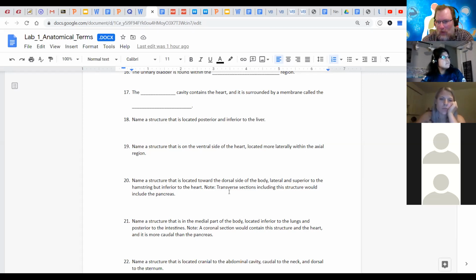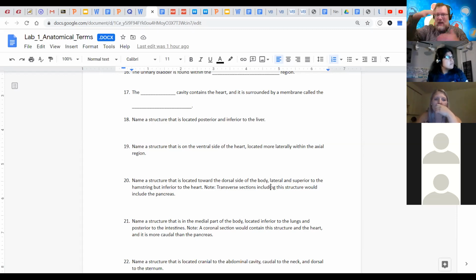I think 20 and 21 may be a little tricky too. Structure located toward the dorsal side of the body, lateral and superior to the hamstring. So, toward the back of the body, lateral, so off to the side, and above the hamstring. The hamstring's the back of your upper leg, and then inferior to the heart. So that's a lot of territory between the heart and the hamstring. But it's lateral a little bit, so maybe the kidney.